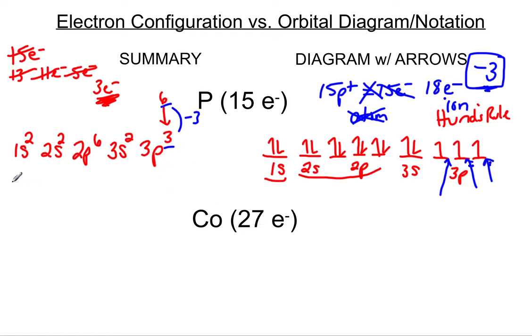Cobalt's got 27 electrons, so we're going to try to keep track of 27 electrons. So I'm going to write really small here. And I'm actually going to do it like this. I'm going to put the 2 on top of each other just to save space. So the first thing I do is draw my 1s, and I label it 1s, put my 2 electrons in there.